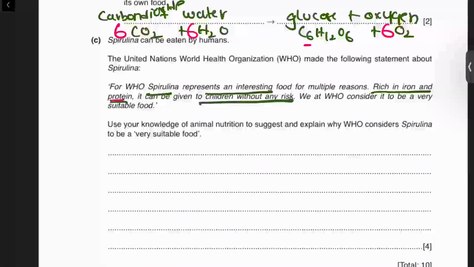So they are asking you, why does WHO consider spirulina to be suitable as a food? What does spirulina contain that makes it suitable for you to eat? That means for us to eat spirulina, there should be some advantage. It's not something that is not going to benefit us. There is something in spirulina that is going to benefit us if we consume it. They're asking you, what are those benefits? What is there in it?